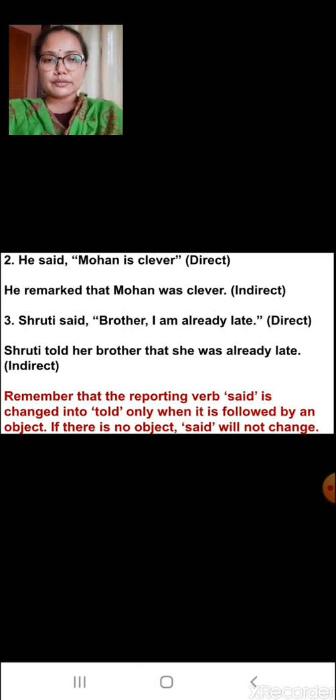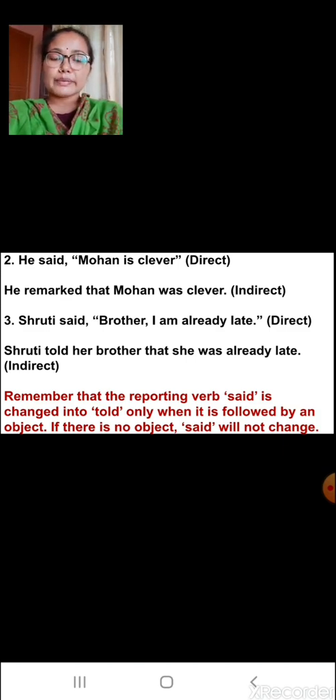Now the third one. Shruti said, "Brother, I'm already late." So now this statement is in the direct speech. Let us change it into the indirect speech. In place of said, in the indirect speech, it has been changed into told. So the statement is: Shruti told her brother that she was already late. Remember that the reporting verb said is changed into told only when it is followed by an object. If there is no object, said will not change.